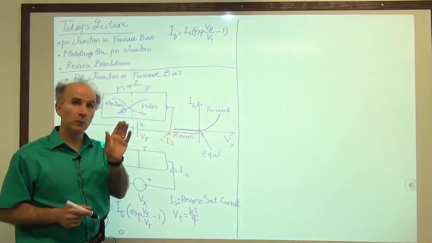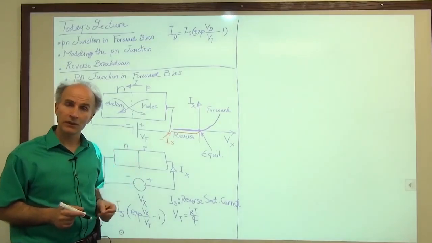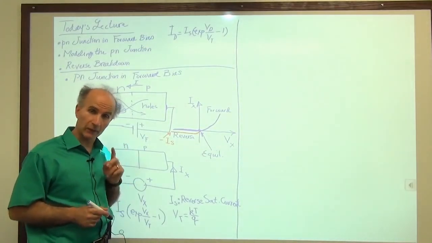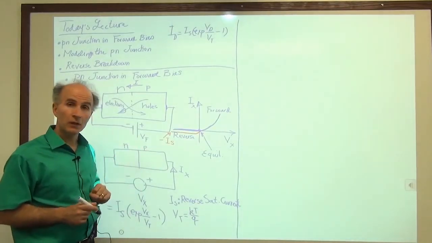So anytime we build a PN junction and reverse bias it, there is a leakage current. And in some cases that leakage current is problematic. We have to worry about it. We have to remember it and take that into account. So it's important to remember that.